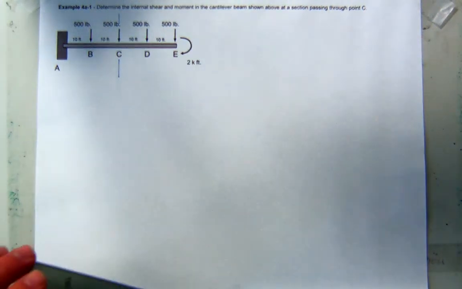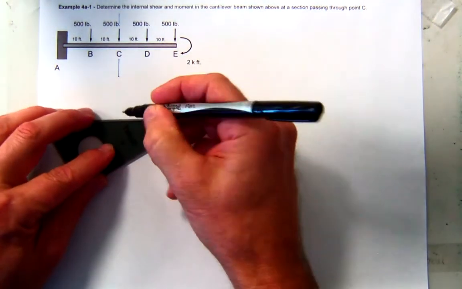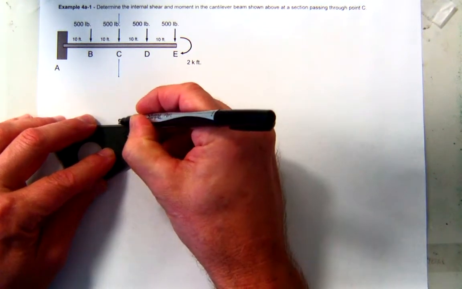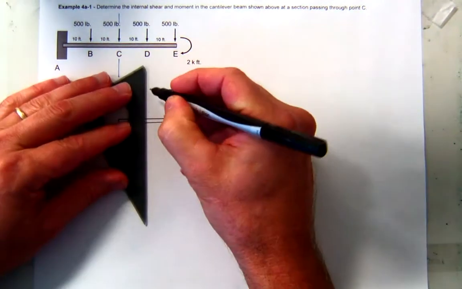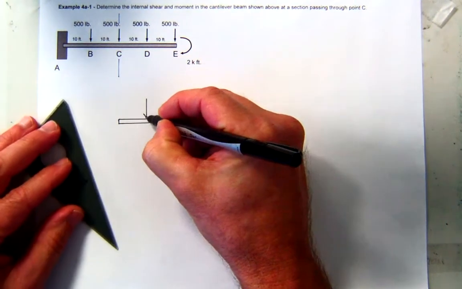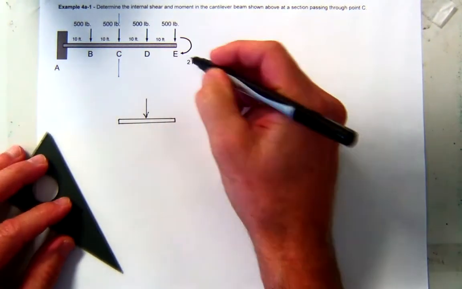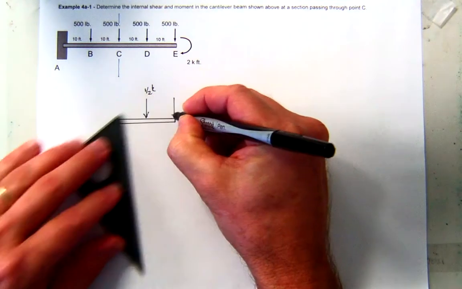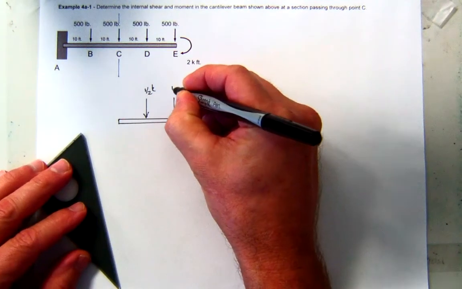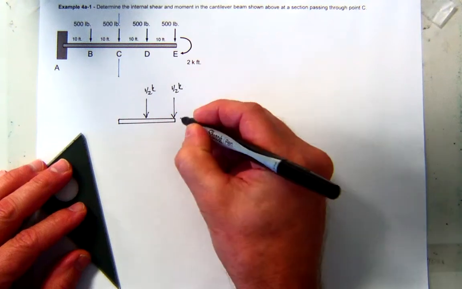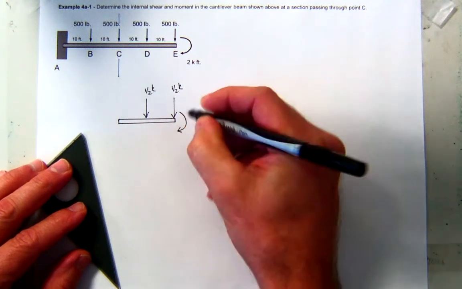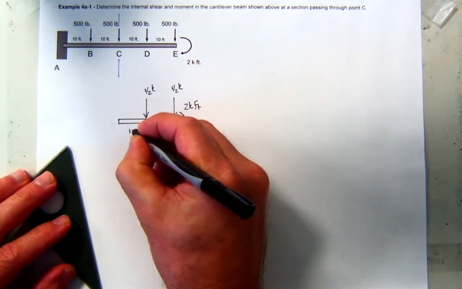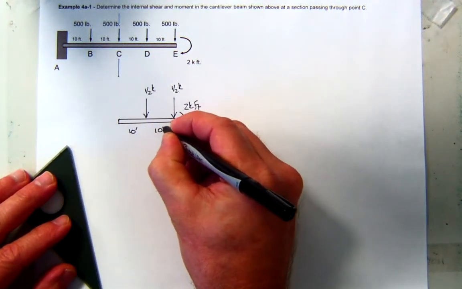So I'm going to draw a quick diagram of the left-hand side. There's my element. I'm going to do everything in kip. So this will be half a kip, and the end will be half a kip. Then there's a moment applied at the end of 2 kip feet, and the dimensions are 10 feet and 10 feet.